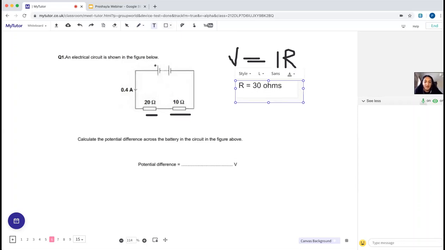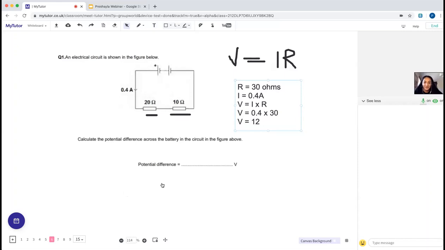And then we have that our current is 0.4 amps. So using V equals I times R, we know that V equals 0.4 times 30. So V equals 12. So if you got 12, well done, you were correct. If you didn't, have a look at the working and try to see where you might have gone slightly wrong.